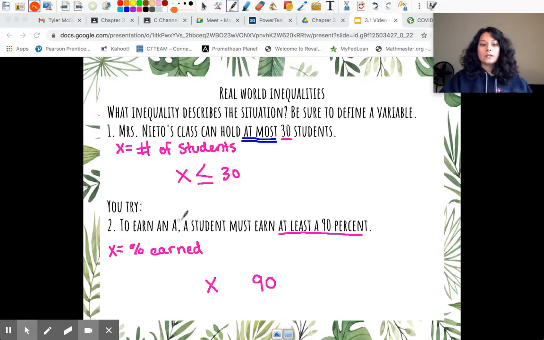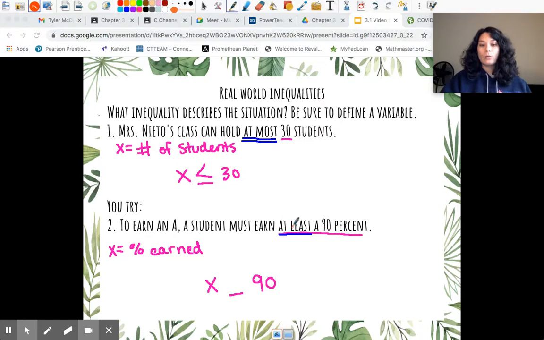And it says to earn an A, a student must earn at least a 90%. So think about what that phrase means. If you earn a 90%, did you get an A? If you earned exactly equal to 90%, did you get an A? And the answer is yes. It says I can earn at least a 90. That includes the 90. So I want the bar underneath my inequality symbol.